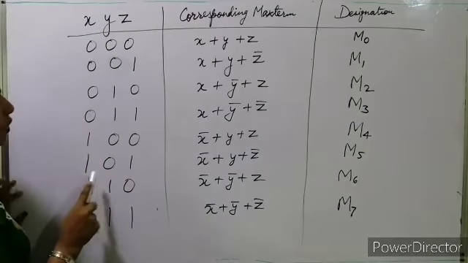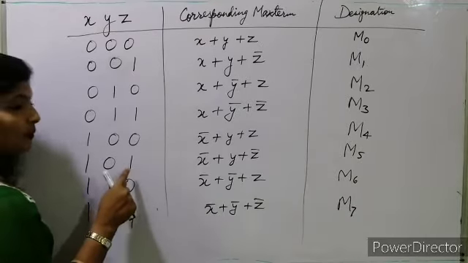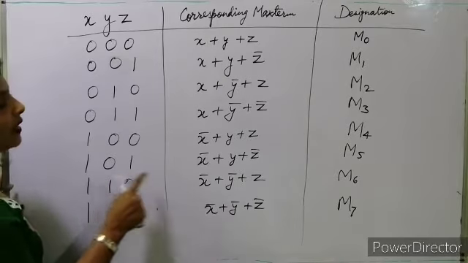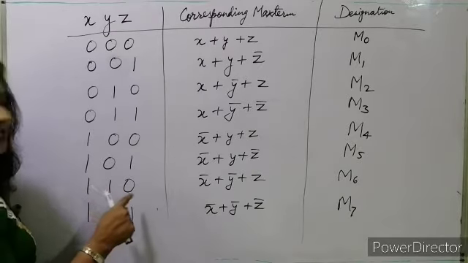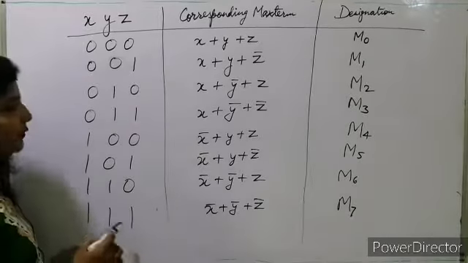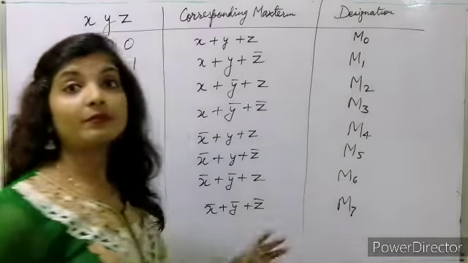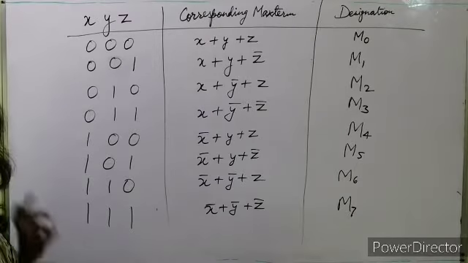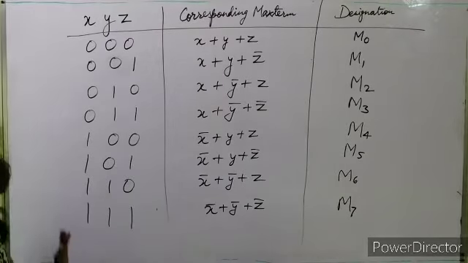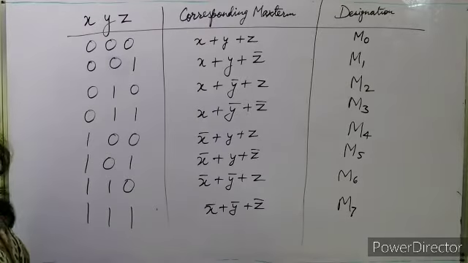Okay, next 1 0 1. So x bar plus y plus z bar. 1 1 0, x bar plus y bar plus z. Okay, 1 1 1. So x bar plus y bar plus z bar, that will be M7, max term 7. So these are the 8 terms from 0 to 7, because there are 3 variables and 2 to the power 3 is 8. So for n variables we have 2 to the power n terms. So for 3 variables we have 8 terms.